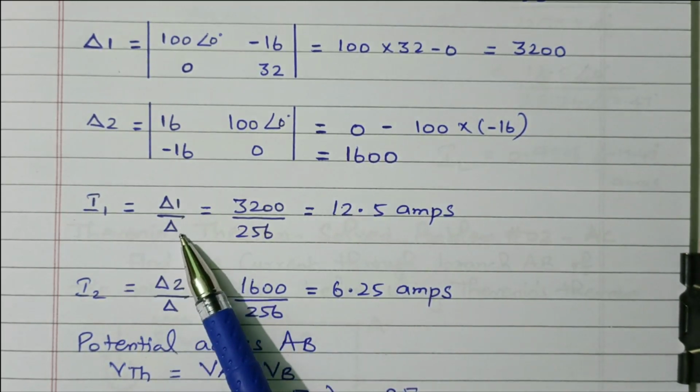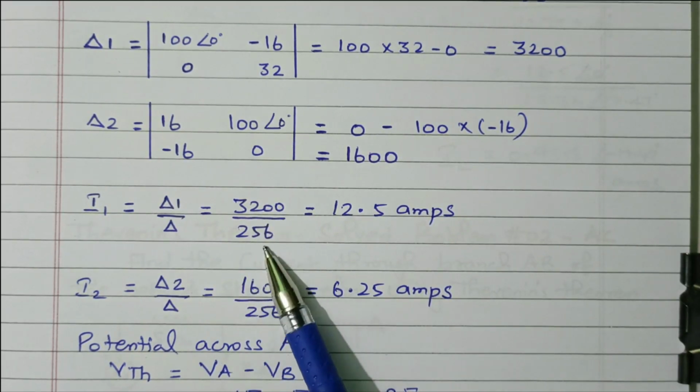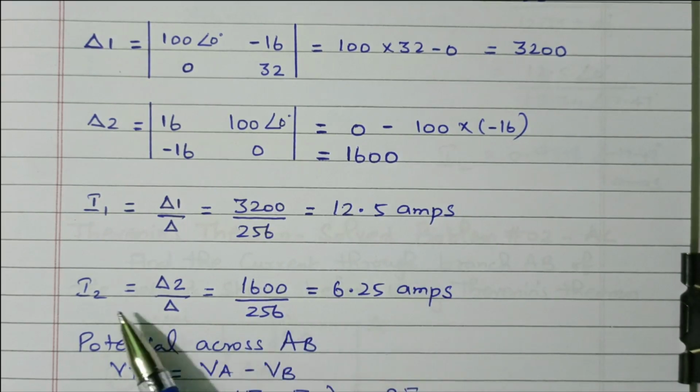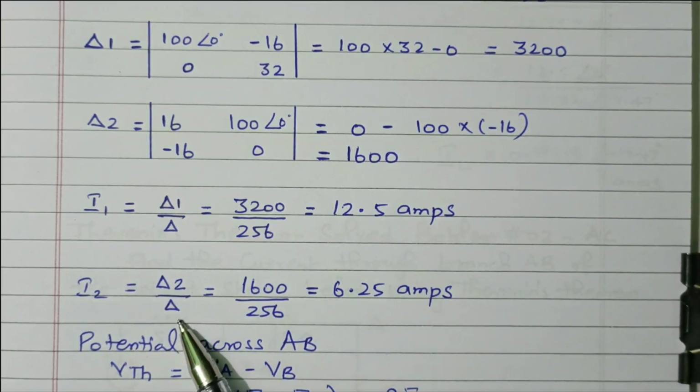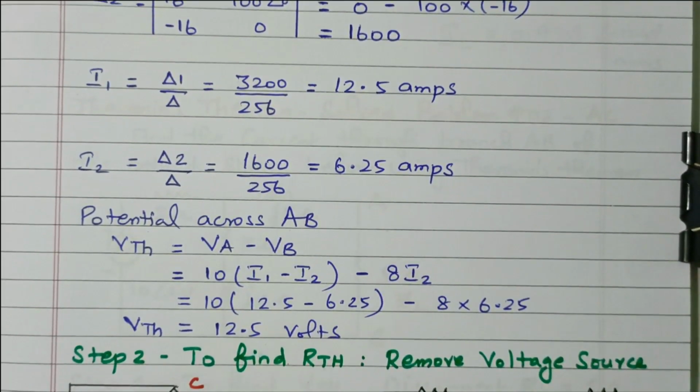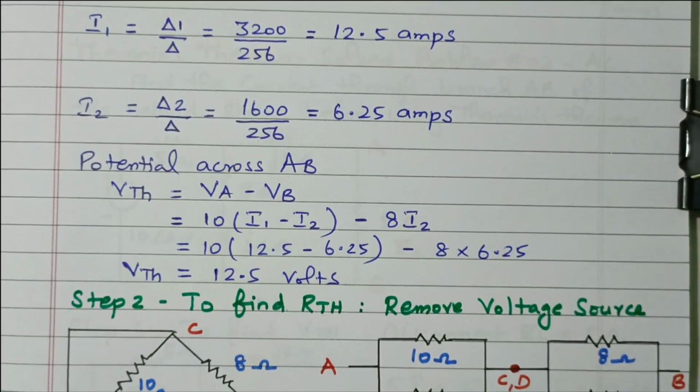I1 is delta 1 divided by delta, 3200 divided by 256, 12.5 ampere. I2 is delta 2 divided by delta, 1600 divided by 256, 6.25 ampere. Now we calculated I1 and I2. Now we need to find the voltage across AB. That is our final aim. Our main aim is the voltage across AB.